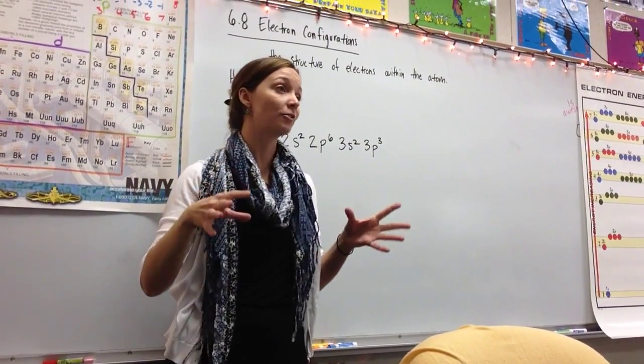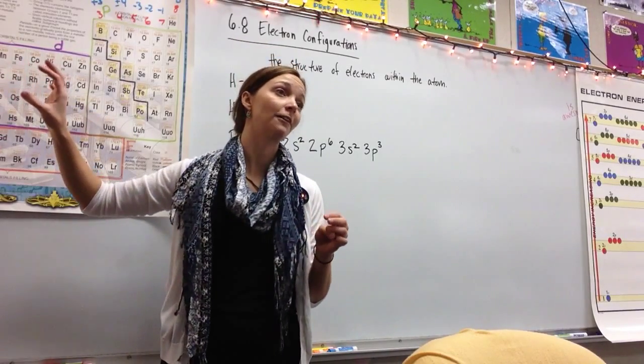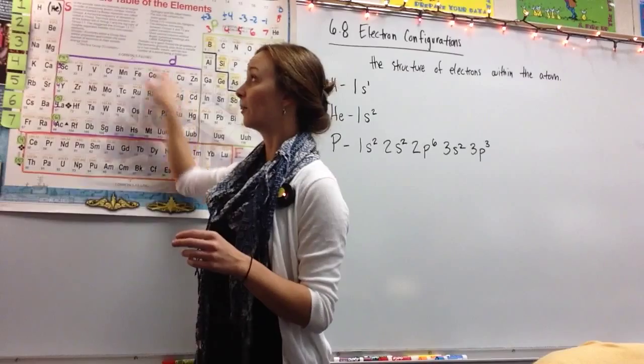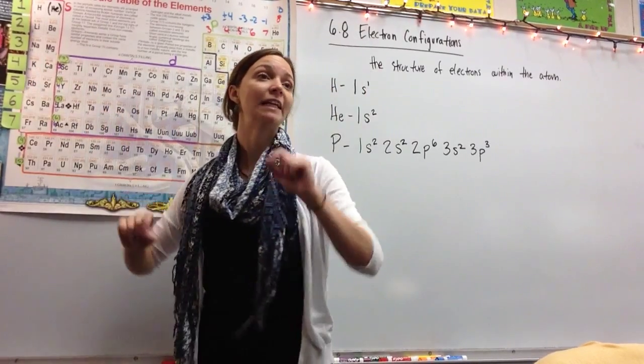The only thing that you have to remember is that the d's are shifted down when you're doing the electron configuration, so that the third d row is technically next to the 4s's. Go ahead, Tony.